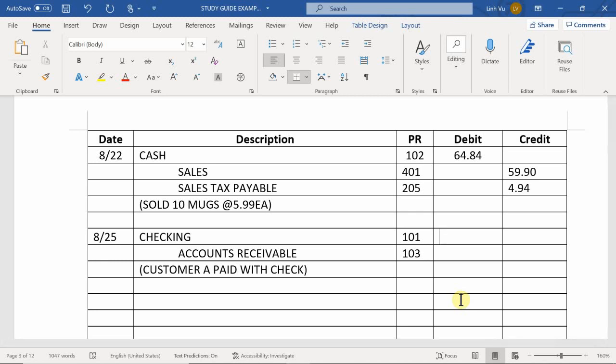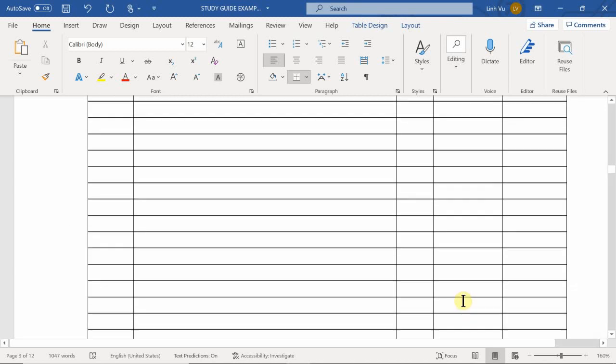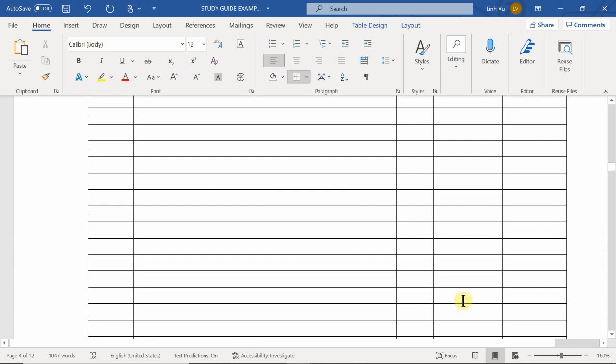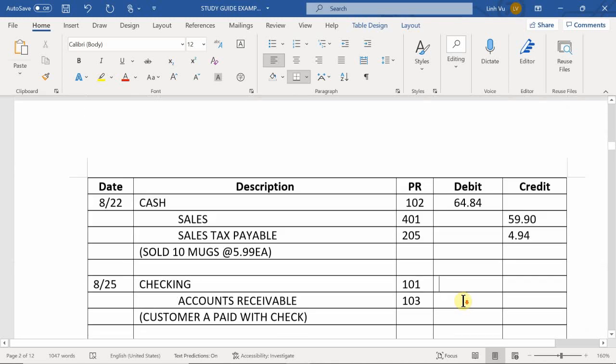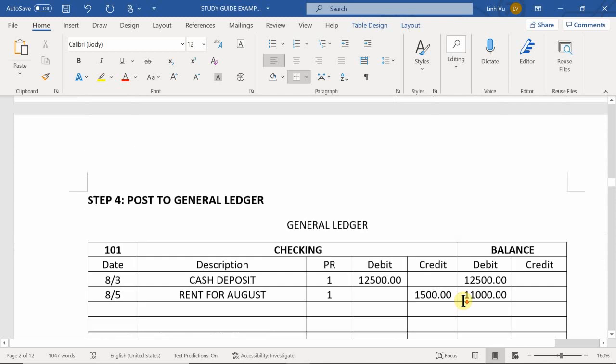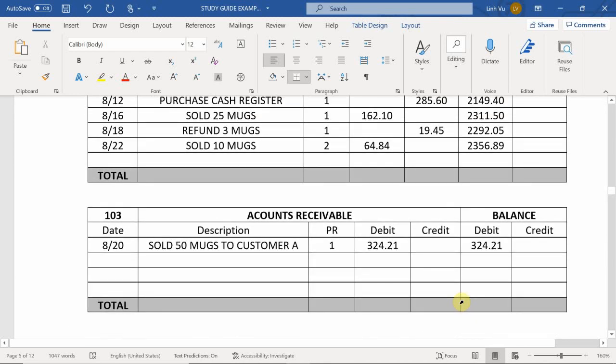Now in this case, how do I know how much they owe me? So we're going to the ledger. You can look at your journal if you want to, or you can use your ledger. Because we only have one customer, we'd be able to go to our accounts receivable and know exactly how much they owe me.